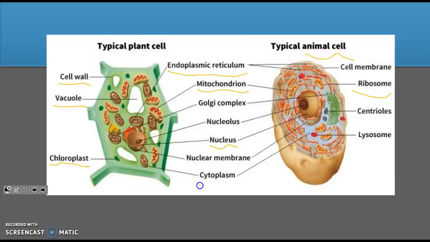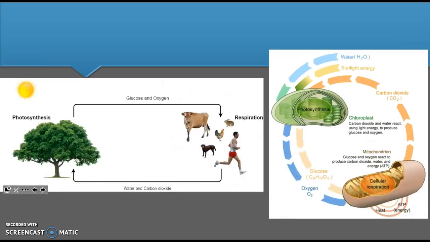We also have the cytoplasm, which is just the fluid inside the cell. The Golgi complex, which helps modify proteins. Centrioles are only found in animal cells and help with mitosis. So let's focus in on the mitochondria and the chloroplast, because these two carry out cellular respiration and photosynthesis.